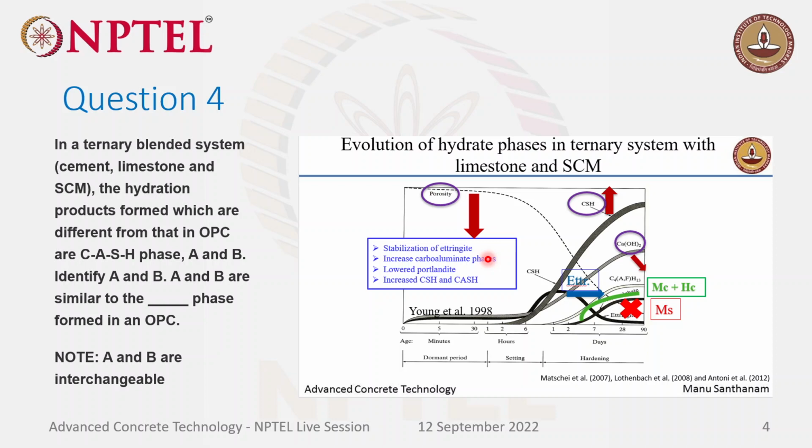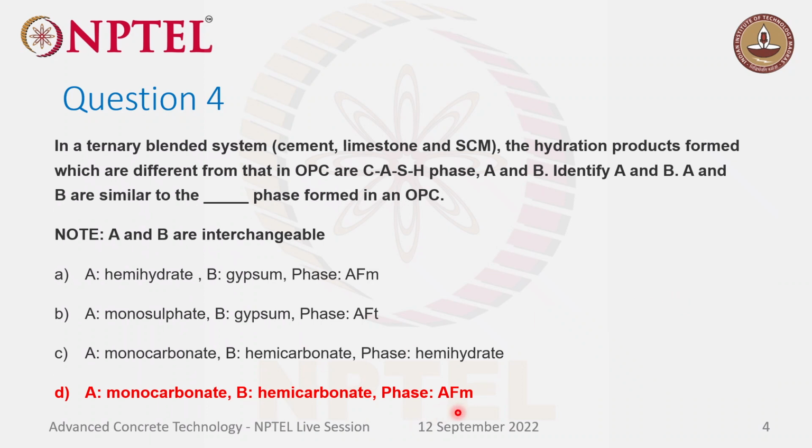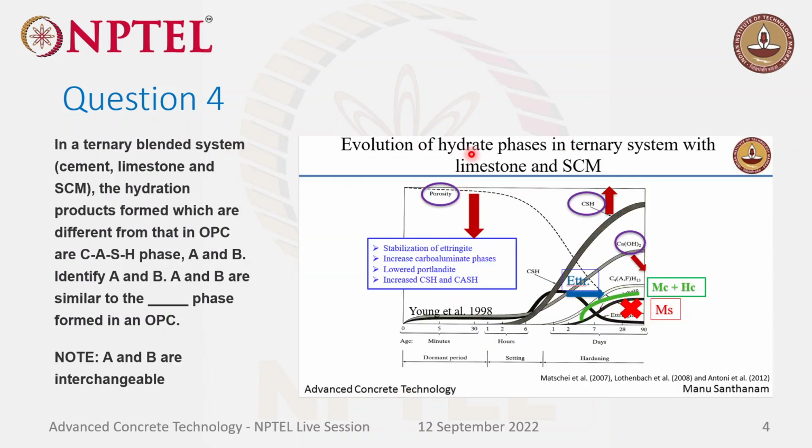So that will form mono or hemicarbonate in place of monosulfate, and more ettringite will be stabilized once we add limestone and metakaolin to the cement system, because there is limited availability of sulfates, so ettringite converts to monosulfate now. Since we have additional carboaluminates available in the system, carbon dioxide from calcium carbonate will react with the aluminates from the metakaolin added to form the carboaluminate phases, which stops the conversion of ettringite to monosulfate.